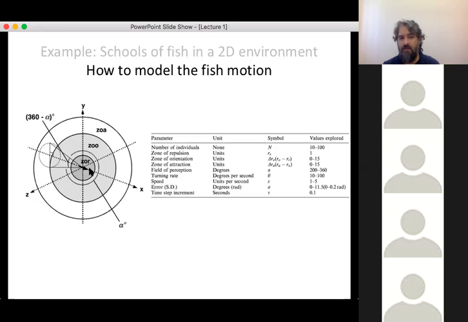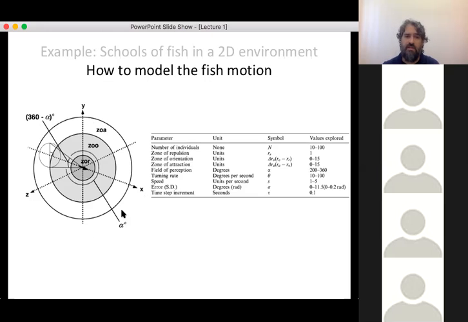What does it mean in practice? It means that if the fish sees any fish in this zone of repulsion, it will try to move away because it doesn't want to get too close to other fishes. Then you can have another zone, the zone of orientation. If the fish sees any other fish in the zone of orientation, it might want to reorient to go more or less in the same direction to produce swarming, but without going closer to them, just reorienting.